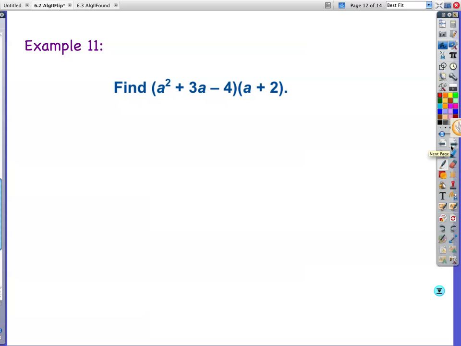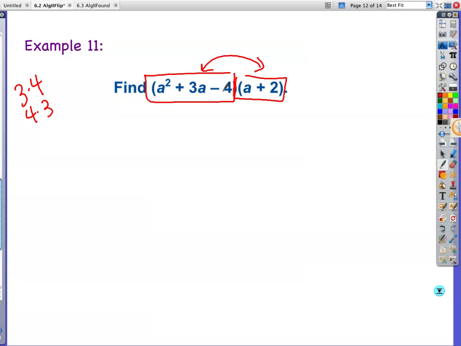Example 11. Okay, the book is setting them up like this. That's fine. You might see your ACTs, MCAs, whatever lettered tests you might be taking. But what I'm going to suggest we do, and this is like extended distributive property, is switch this around. And I can do that because isn't 3 times 4 the same as 4 times 3? So if I write this times this, it's the same as saying a plus 2 times a squared plus 3a minus 4. This is just multiplication, but of polynomials.